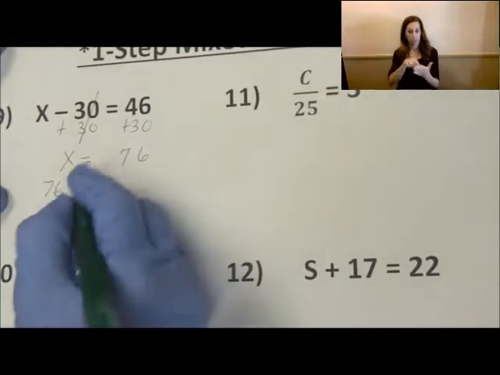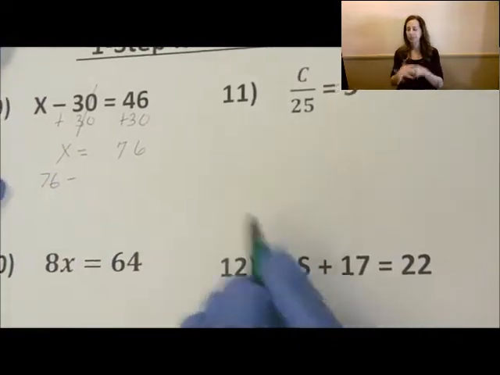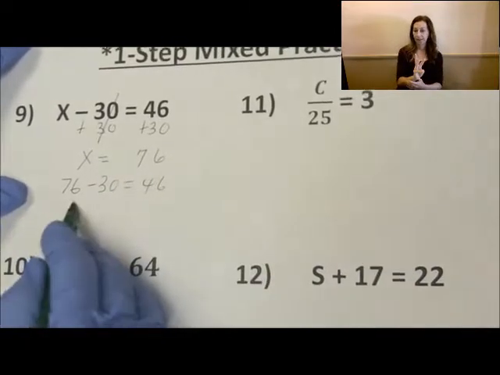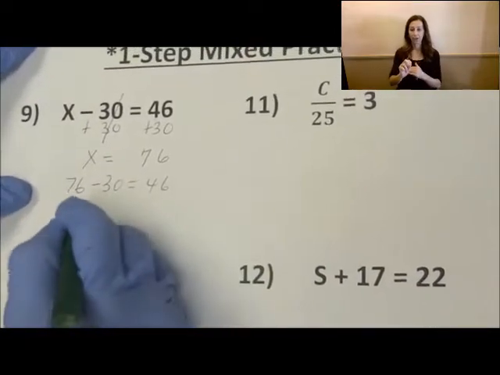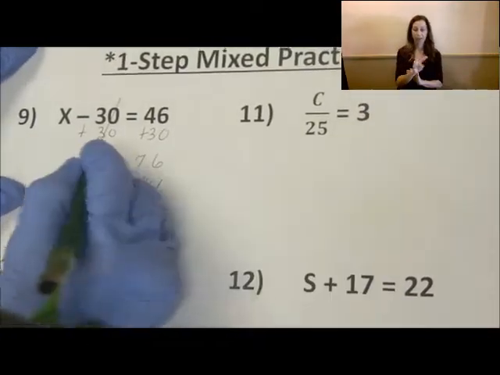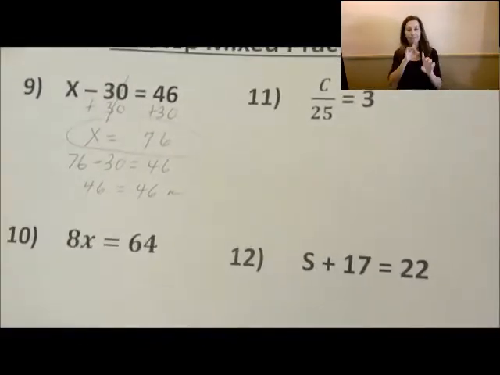Let's back check it by substitution. 76 minus 30 equals 46. 76 minus 30 does equal 46, so 46 equals 46. Back checked, your answer is correct.